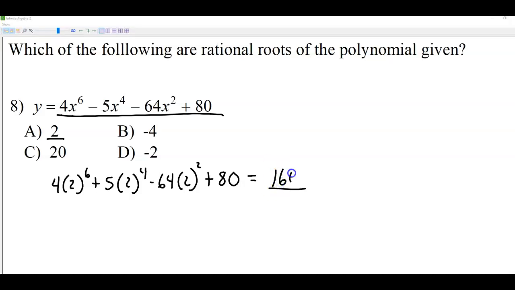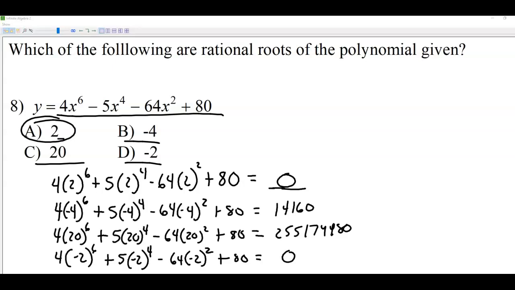And I get 160. That's not 0. Therefore, this is not a root. So I need to test that for the other 3 problems also. And actually, I was wrong. This one does come out to be 0. So that one actually is a root. But here's the rest of them also. So when I plugged in -4, that didn't give me 0. And when I plugged in 20, that didn't give me 0. But these 2 did. So those are my 2 roots. And on the test, make sure you check all 4 of them, because it may be one or more answers, and you're going to bubble in all the answers that are roots for these.